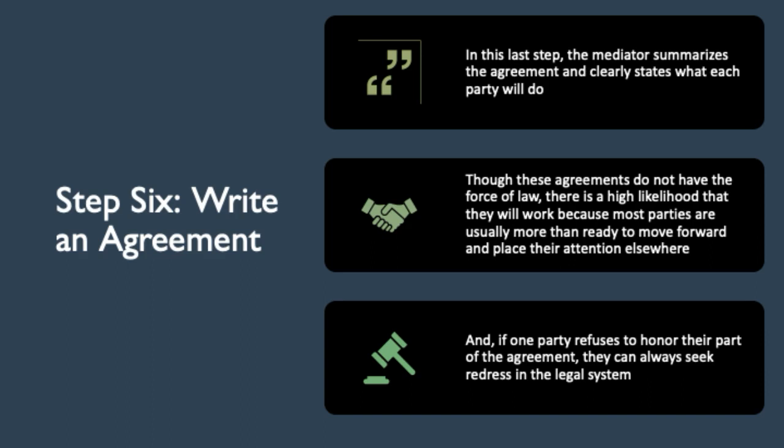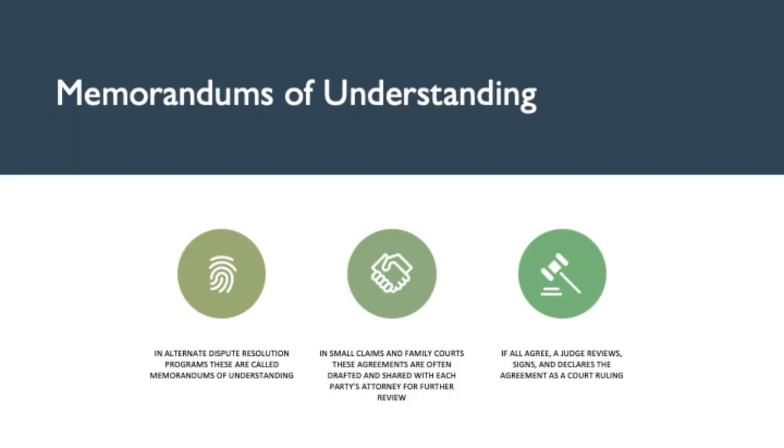And if one party refuses to honor their part of the agreement, they can always seek redress in the legal system. But in most instances, the participants are well motivated to move forward. In alternative dispute resolution programs, such as early settlement mediation, these agreements are called Memorandums of Understanding. Once written, these memorandums are given to a judge for review. If approved, the judge declares the agreement to be the court's order.